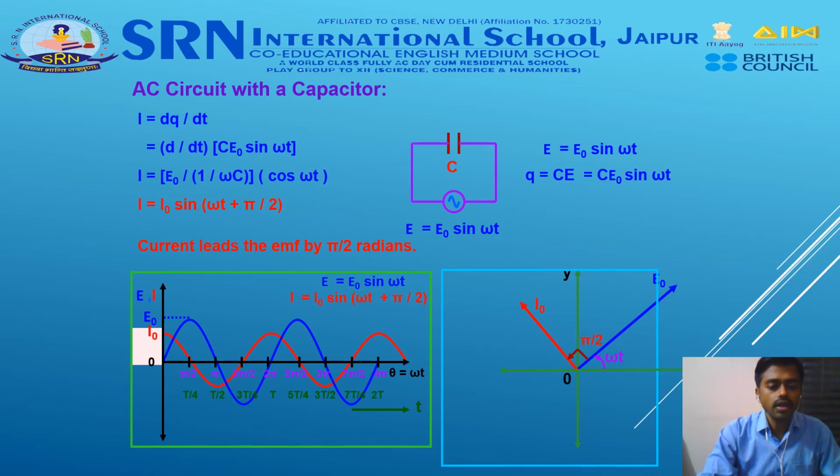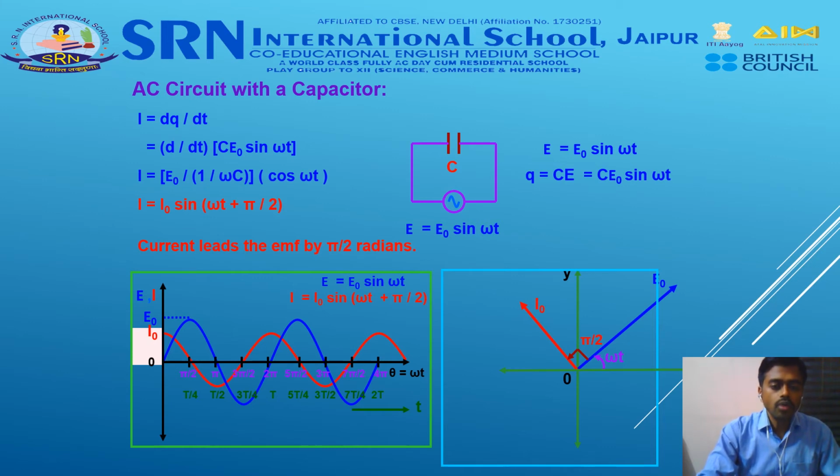Now in the graph we can observe the same thing. When the current is having the peak value, EMF will have the value 0, and with the same phase difference, current and EMF will move in the cycle.